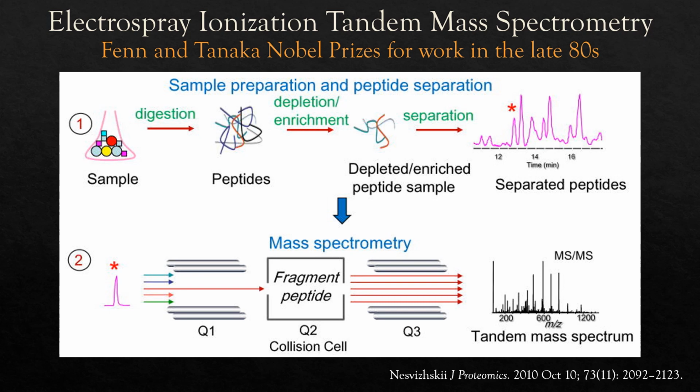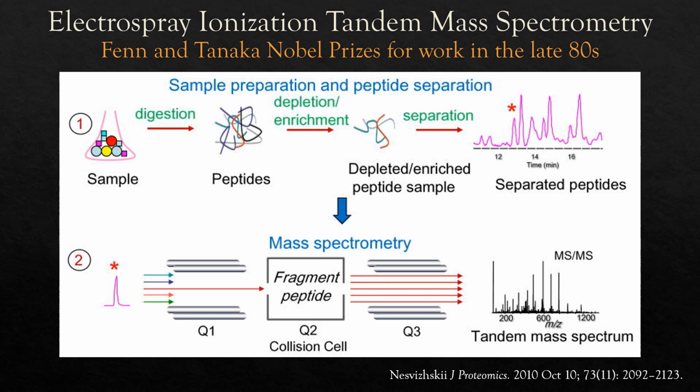Of course, in the late 80s, electrospray ionization tandem mass spectrometry was evolving, and eventually in 2002, Fenn and Tanaka got Nobel Prizes for that work. Here we can see the basic experiment, which is really still the same kind of experiment that's being performed today.